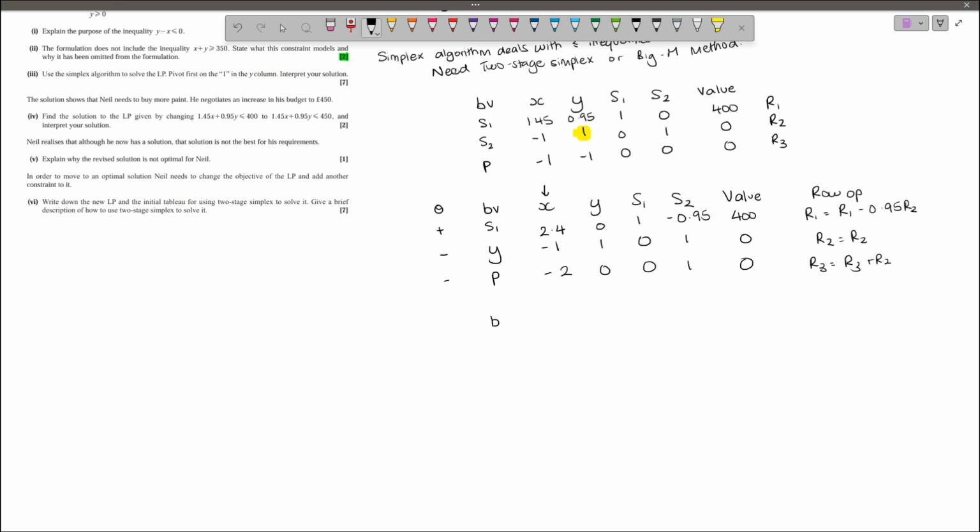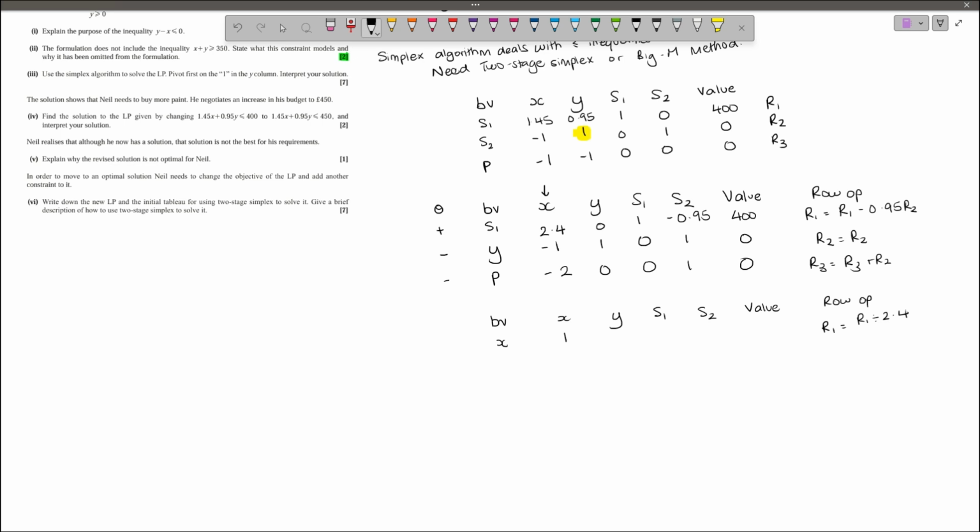So now I'm going to write my new table: basic variable, x, y, s1, s2, and value. And I'm going to write down my row operations. So my first row is now going to have basic variable x, and I want a 1 as the pivot term now. So I'm going to take my old row 1 and divide it by 2.4.